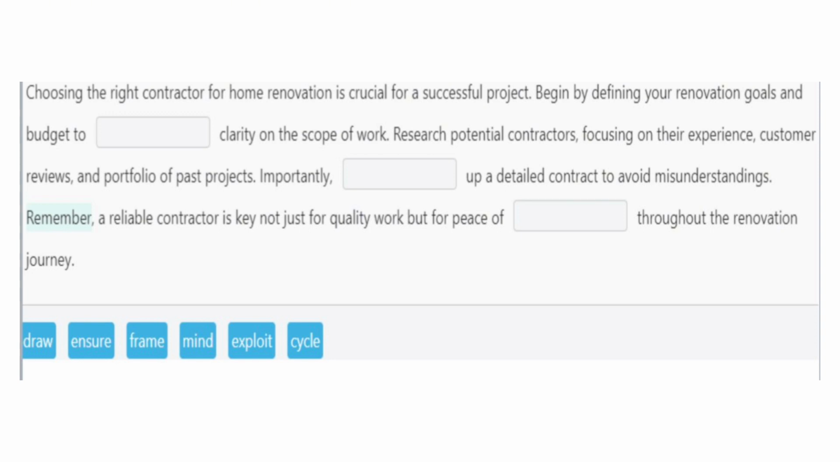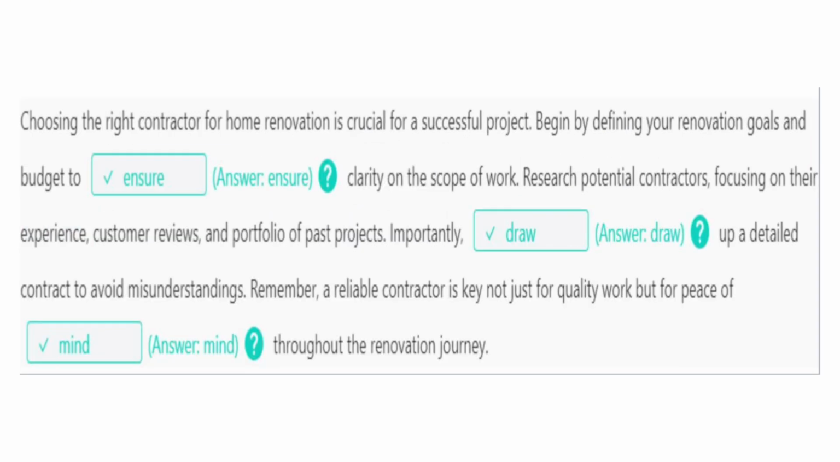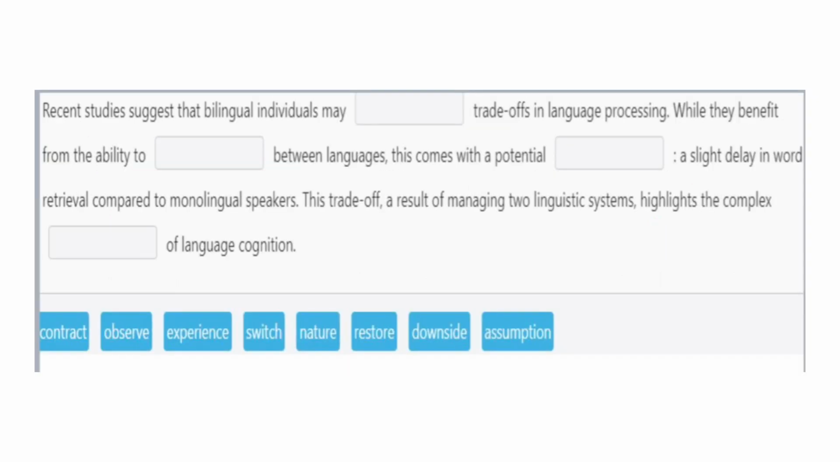Budget to ensure clarity of the scope of work. Important: research potential contractors, focusing on the experience, customer reviews and a portfolio of past projects. Importantly, dash up a detailed contract to avoid misunderstandings. Draw up, right? Drawing can be a better fix over here. Remember, a reliable contractor is key, not just for quality work but for peace of mind. Very easy. Okay. Recent studies suggest that bilingual individuals may dash.